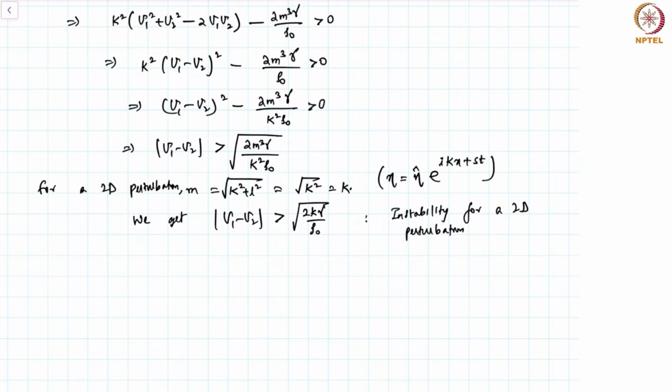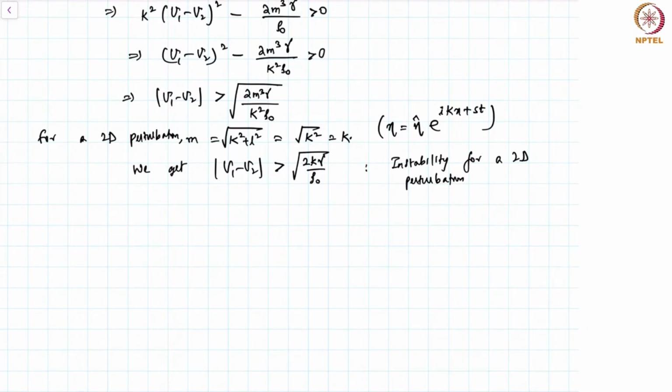Now you can actually show that it's sufficient to look at the 2D perturbation because there is a way to prove that the 2D perturbation is more unstable than the three-dimensional perturbation. So for any three-dimensional perturbation, there is a two-dimensional perturbation which will grow faster. There is a proof for it, but I'm not going to go into that proof. Let's focus on the physics of the problem.